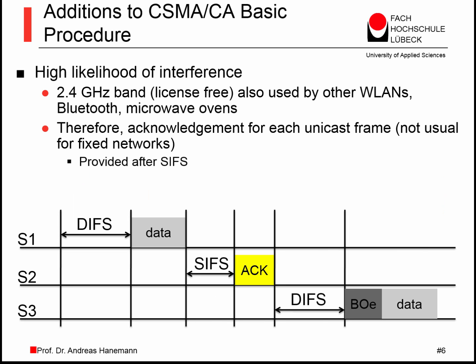The situation that you have seen at the end of the previous slide, but also the use of the 2.4 GHz band by other WLANs, Bluetooth, and microwave ovens, which leads to interference, makes it necessary to modify the procedure. It is useful to introduce acknowledgement frames for each unicast frame and to provide them with the highest priority.